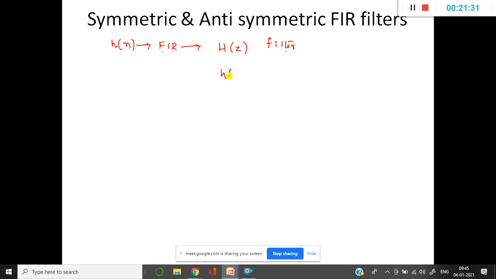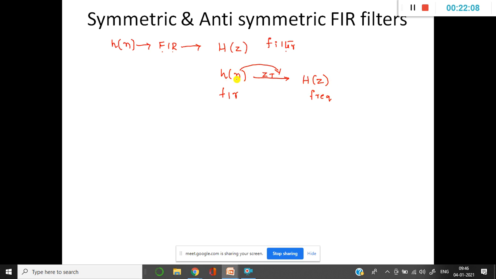So if I want to analyze the frequency response, or analyze the filter response in the frequency domain, I just apply the z transform to h of n to get h of z. So you are going to get the frequency response of a finite impulse response filter. You got my point? I hope you understood this particular point.